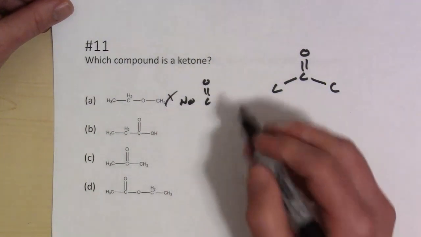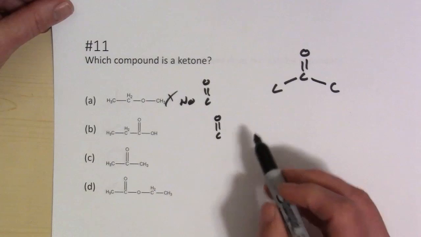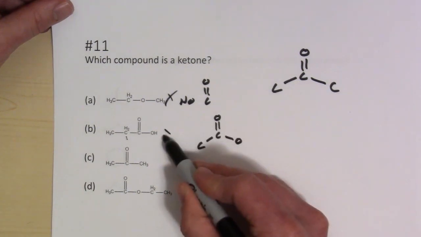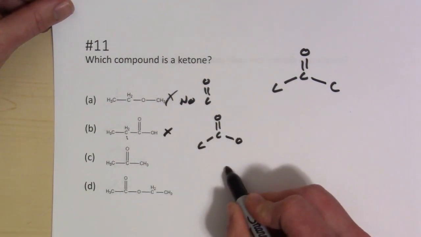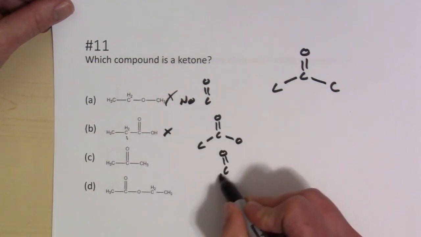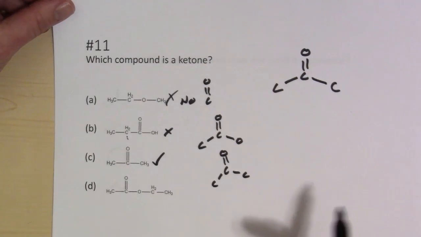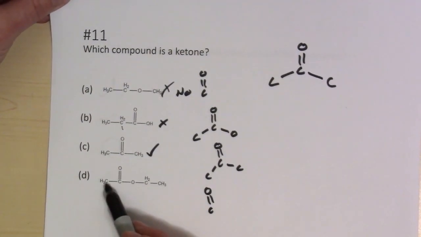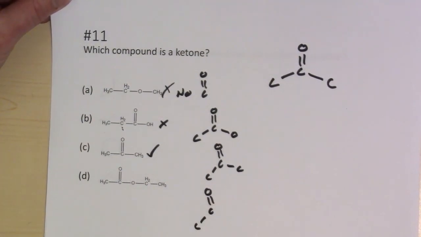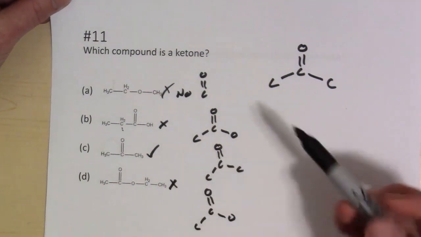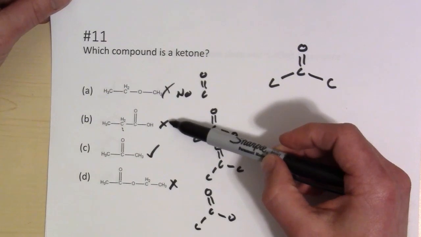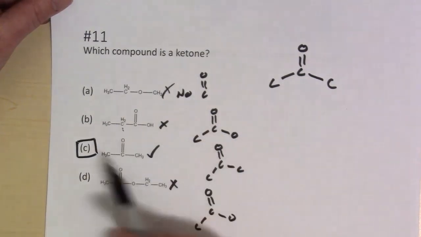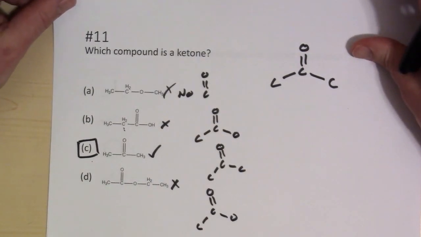Here we have a carbonyl, so CO double bond. On one side we have a carbon, but on the other side we have an oxygen, so we can eliminate that one. Answer choice C. We have our CO double bond here, and then on both sides we do have a carbon, so that is a ketone. And then looking at the final one here, our CO double bond, but it has a carbon on this side and an oxygen on this side, so we can eliminate that one as well. So this is an ether, this is a carboxylic acid, this is a ketone, and this is an ester here. So we want ketone, so our answer there is going to be C.